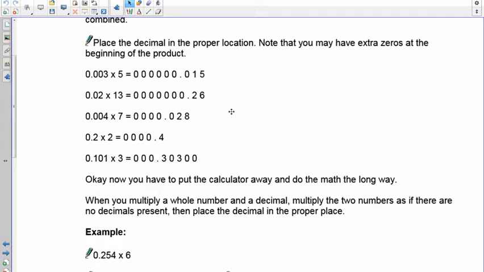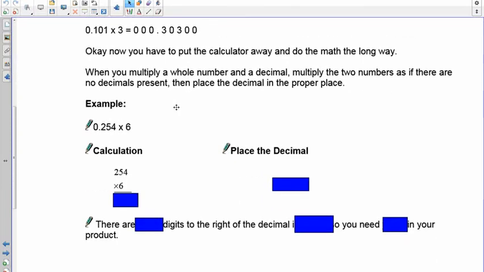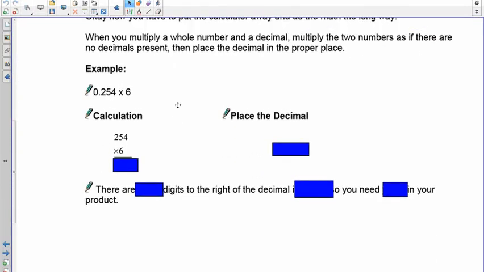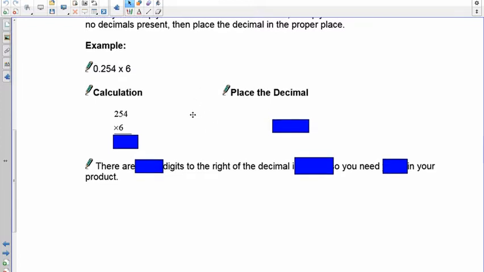Okay, now we're going to have to put away your calculator and do it the long way. Remember, this is the way I want you to do it. We're going to start out with 0.254 times 6. When you start multiplying decimals, the first thing you need to do is forget about the decimal. You're going to multiply 254 times 6. You should be able to do this without any difficulty. So pause the recording and multiply 254 times 6.